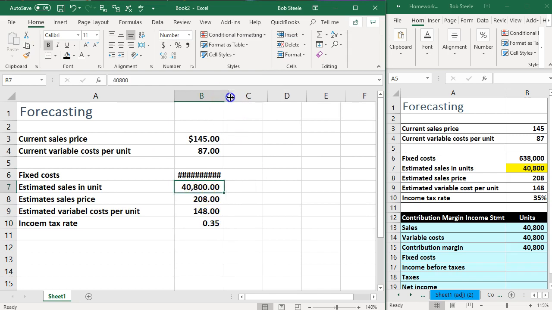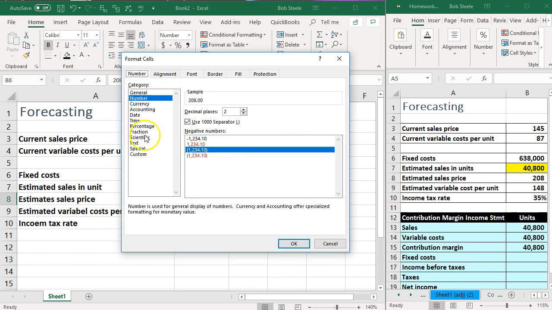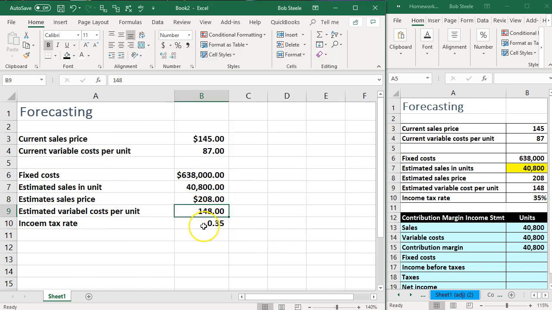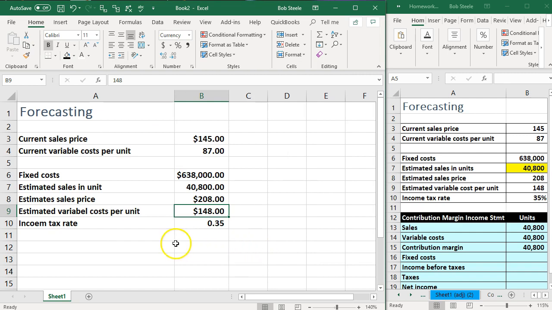Make this a little bit larger. This one's in units. That's a dollar amount. So I'm going to right click, format cell, and make that $1. And then this is estimated variable cost per unit. So that's going to be a dollar amount, format, currency, add the dollar sign.